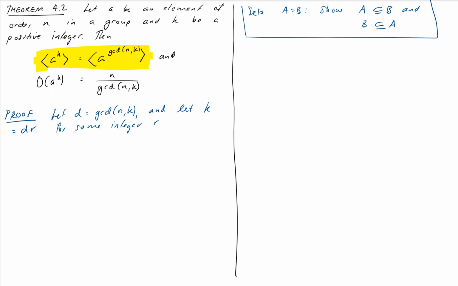So how's this going to work? Well, a to the k, let's just write it out and then you'll see how it works after I finish writing this line out. a to the k is equal to a to the dr, so that's what I defined k to be, which equals a to the d, all to the power of r. And that, of course, is a member of the cyclic subgroup generated by a to the d, because it's a power of a to the d.